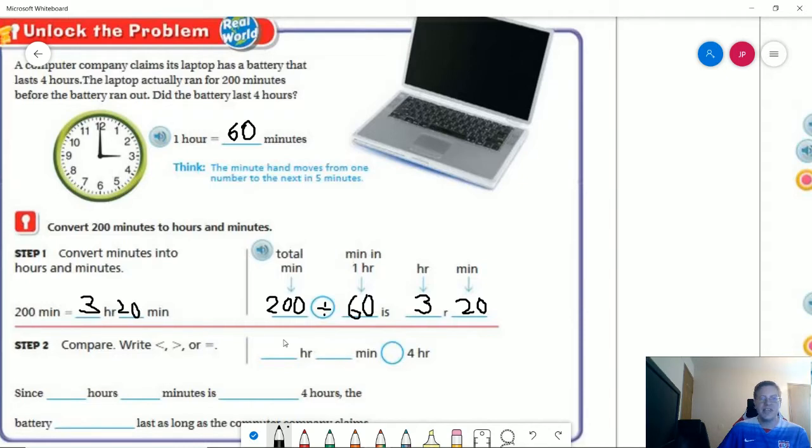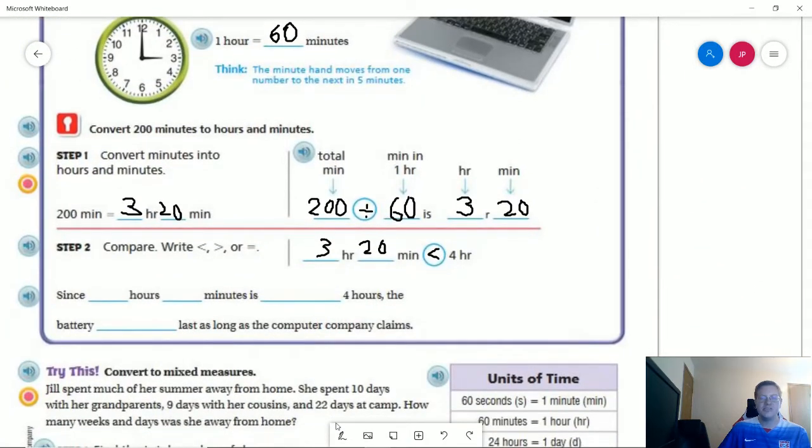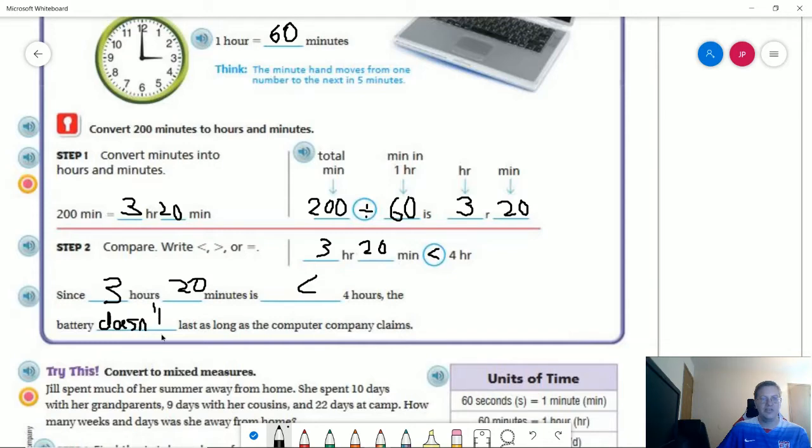Then for the second step, we are comparing 3 hours and 20 minutes to 4 hours, and that would be less than. Just to finish this up, since 3 hours and 20 minutes is less than 4 hours, the battery does not last as long as the company claims. I'm just going to abbreviate and make the contraction doesn't.